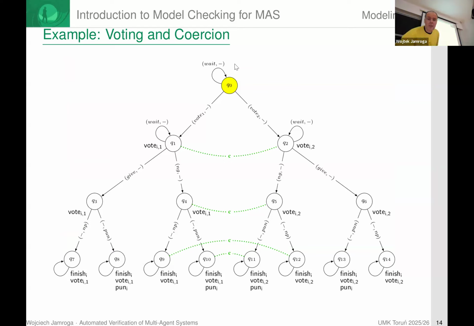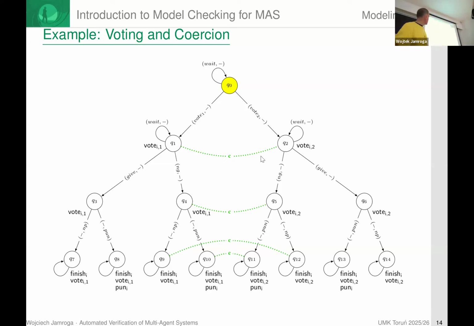Well, it can be a graph like this. So there are two players, the voter and the coercer. At the beginning, the voter can loop with the wait decision for an arbitrary number of steps. Then at some point, he or she can decide to vote for candidate 1 or for candidate 2. And then the procedure moves on to a different state because, in one state, I have voted for the first candidate. In the other state, I have cast a vote for the second candidate.